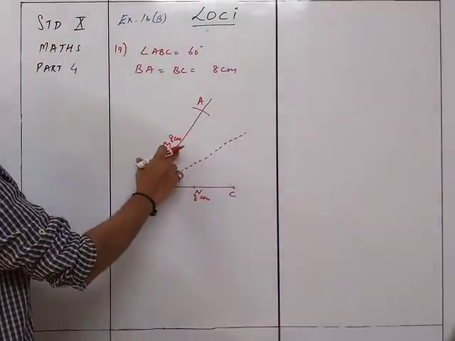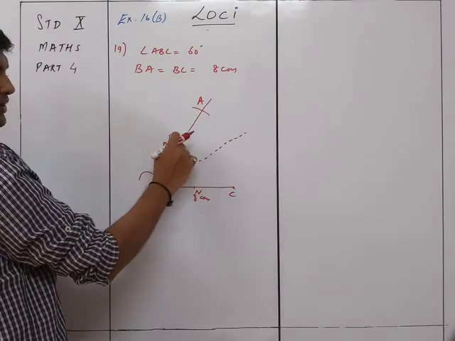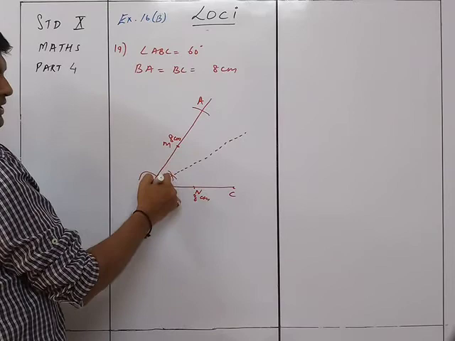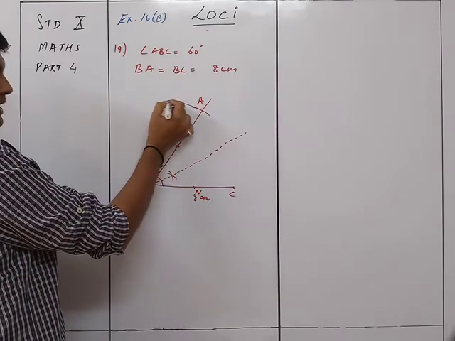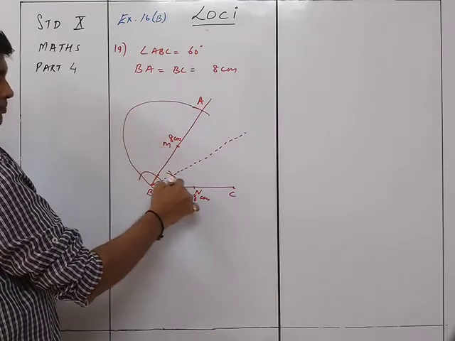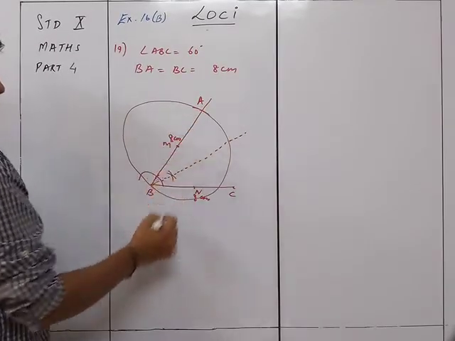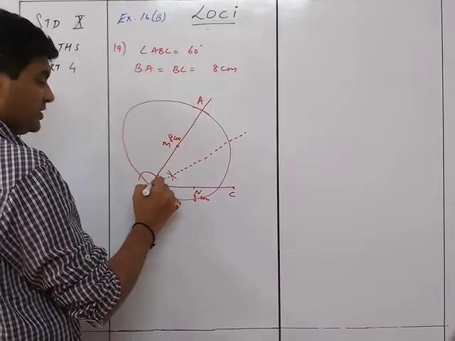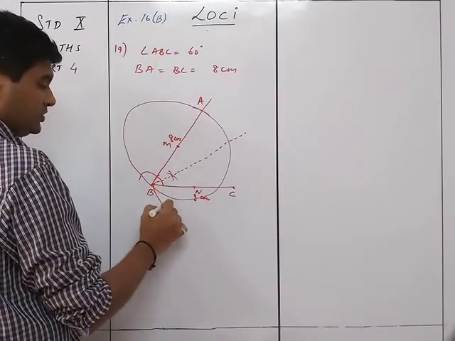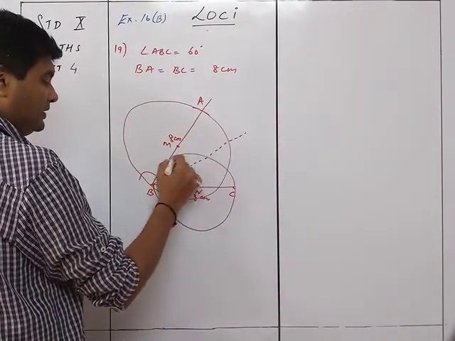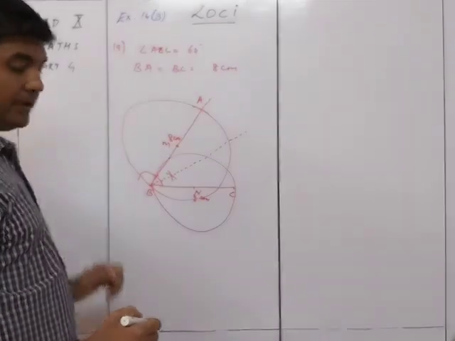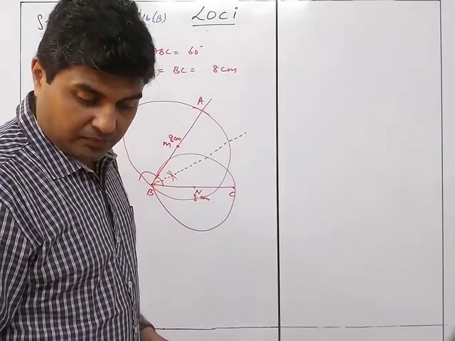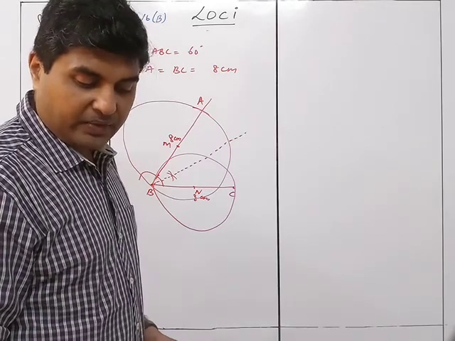The next is 4 centimeters from M. Now 4 centimeters from M will be a circle of radius 4 centimeters, that is, a circle with AB as the diameter. So a circle will be formed here with AB as the diameter, and in the same way 4 cm from N. So again it will be a circle with BC as the diameter. So this will be a circle with BC as the diameter.